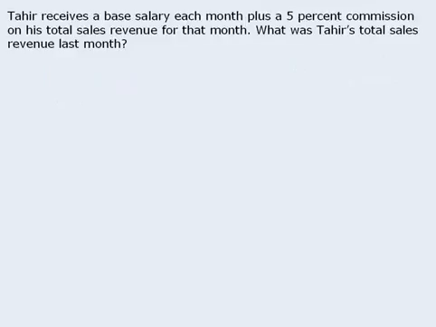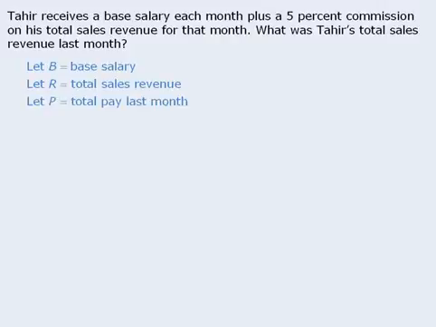One last example. Tahir receives a base salary plus 5% commission on his total sales revenue. We want to determine Tahir's total sales revenue for last month. To summarize this, let's let B equal Tahir's base salary, let R equal his total sales revenue last month, and let P equal his total pay last month. Now what else can we write?